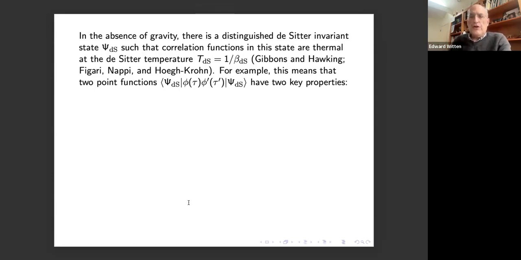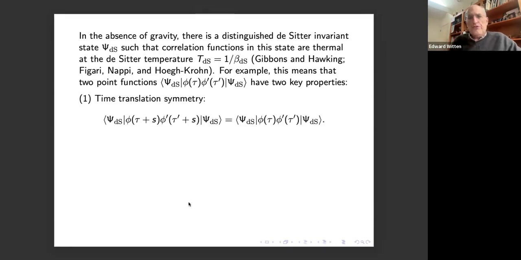When we assert that correlation functions are thermal, that means, for example, that 2-point functions have 2 key properties. Analogous statements hold for n-point functions, but for brevity, I will only state these properties for the 2-point functions. One is simply the statement of time translation symmetry. The static patch is invariant under time translations. So if you shift both tau and tau prime by a constant s, that's a symmetry of the 2-point function in the state psi ds. That's just time translation symmetry.